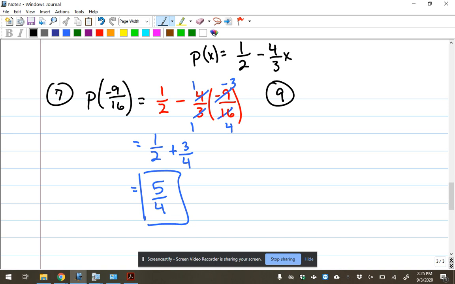Okay. All right, so number 9, skipping right down to it, it's q of negative 2.